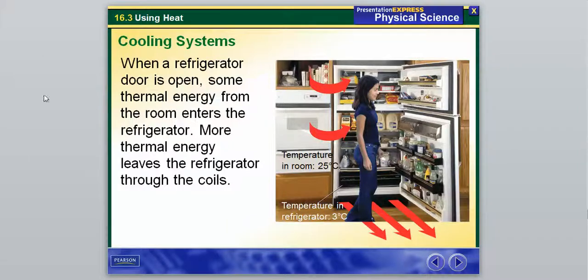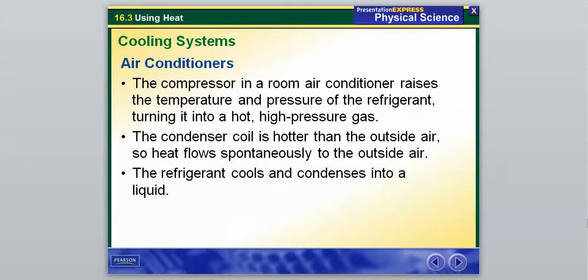So that's how a refrigerator works. It is moving heat in the opposite direction from the way it would naturally go, from the colder environment to the hotter environment. That's one example of a heat pump. Another example of a heat pump is an air conditioner.